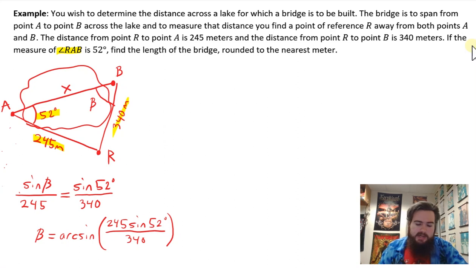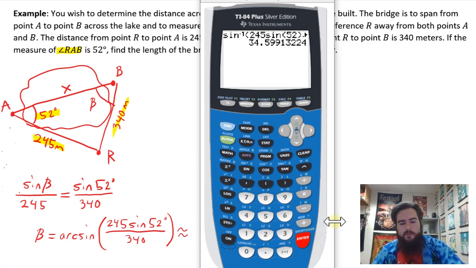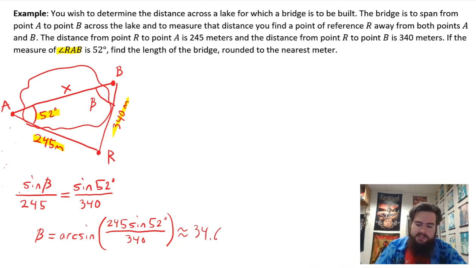Here then we can approximate our value for beta, and we'll use a calculator for that purpose. Pulling up a calculator here, be careful that we are in degree mode since we will be using sine of 52 degrees. We'll take inverse sine of 245 times sine of 52 degrees divided by 340. That gives us about 34.60 degrees, or 34.6 degrees.